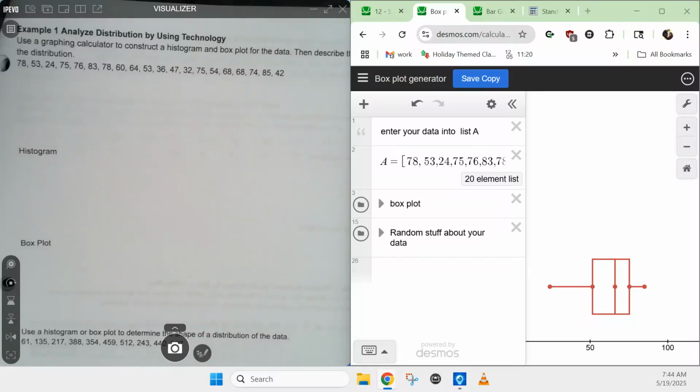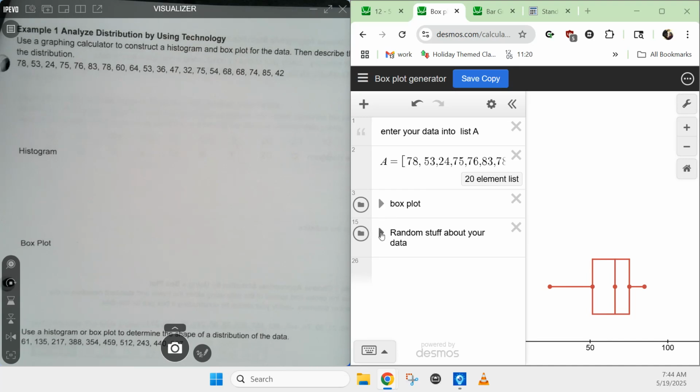I went ahead and went to my box plot and put in the numbers already. So, and some of you, yours may not look like mine right here. And that's because I had to go up to the wrench and go ahead and make the Y values between, I think I did 0 and 5 or something, so that you can actually see it.